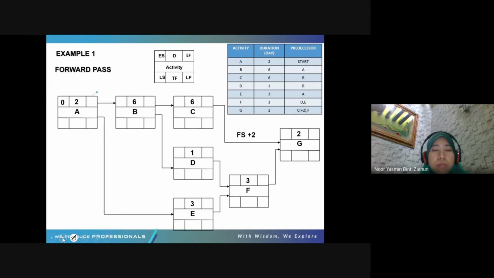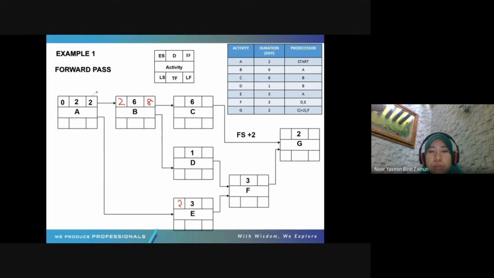Okay, forward pass. Untuk forward pass, it starts with 0. Okay, and then 0 plus 2 is 2. 2, dia kat sini tak ada duration. It will carry forward here. Okay, 2 plus 6 is 8. Okay, so here anak panah turun bawah kan. So 2 tak ada apa-apa, kosong. It is carried forward here.